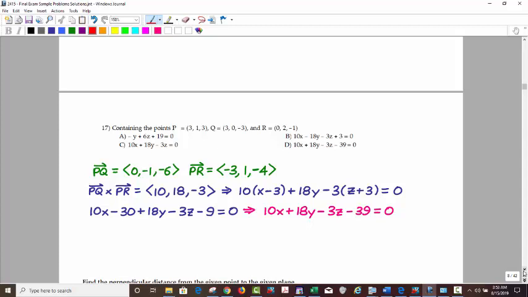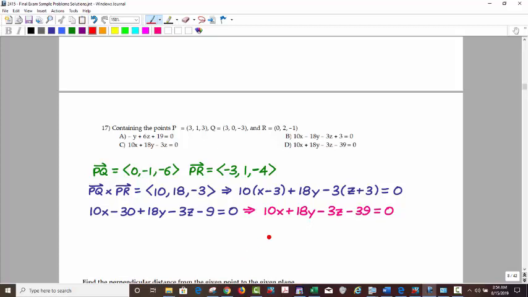So I label them. Here we go. PQ vector. Calculate Q minus P. So it'll be 0, -1, -6. PR, but I could have done QR. 0 minus 3, -3. 2 minus 1 is 1. -1 minus 3 is -4. And I didn't show all the steps for the cross product, but I've done that in several problems before. And obviously just use the cross product formula. And you'll get 10, 18, -3.